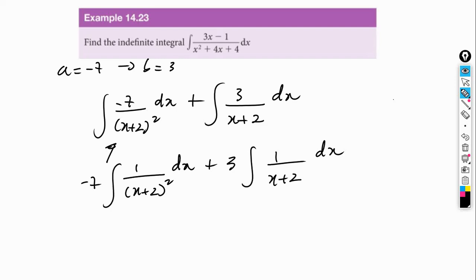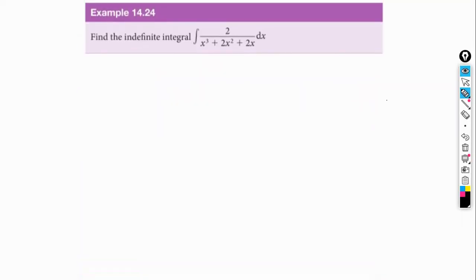So if we do use substitution for this one, we're going to get that this is the same as 7 over x + 2. And then this to the right would simply be 3 times the natural logarithm of the absolute value of x + 2. And then let's not forget + C. Very well. So next we have example 14.24, where they want us to find this indefinite integral. Notice that we can rewrite this expression here as 2 over x times (x² + 2x + 2).